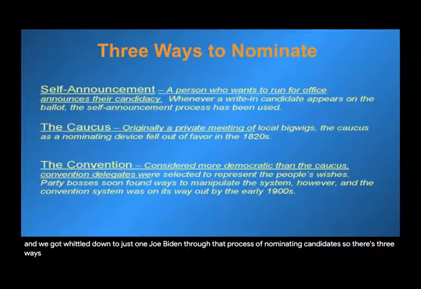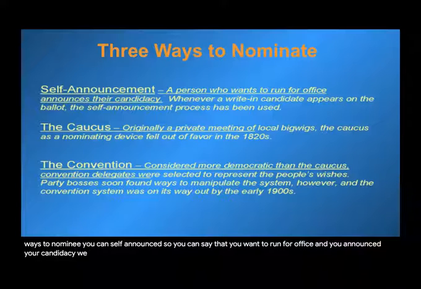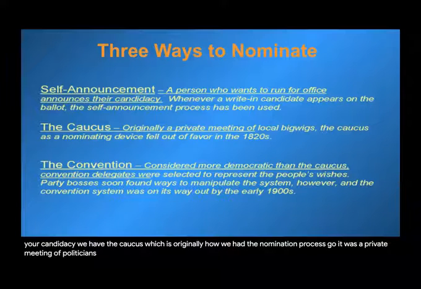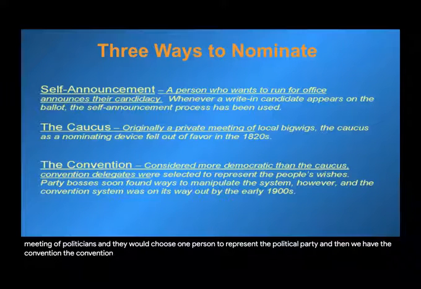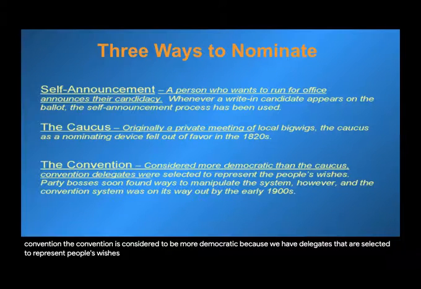So there's three ways to nominate. You can self-announce, so you can say that you want to run for office and you announce your candidacy. We have the caucus, which is originally how we had the nomination process go. It was a private meeting of politicians, and they would choose one person to represent the political party. And then we have the convention. The convention is considered to be more democratic because we have delegates that are selected to represent people's wishes, and then they choose who the candidate is going to be.